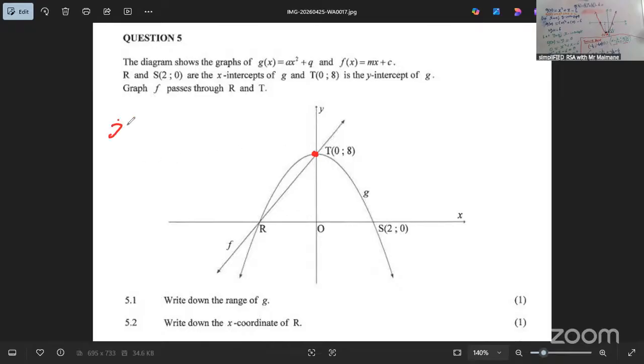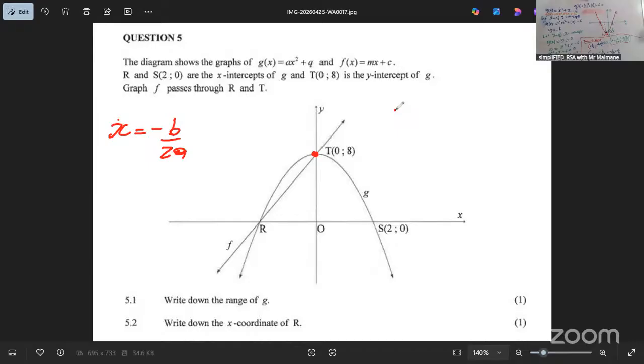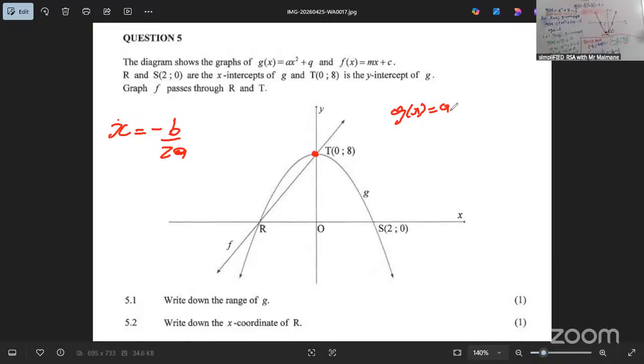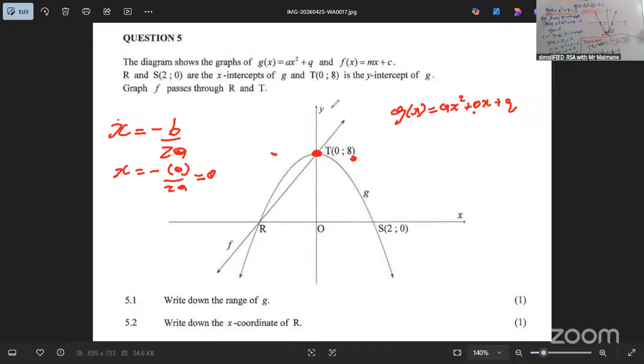To find the turning point, we say x is equal to minus b over 2a. The g of x that we have doesn't have b. It only has ax squared plus 0x plus q, meaning our b is 0. So if we say x is equal to minus 0 over 2a, it's going to give us 0. So when x is 0, y would be whatever q is. Hence, the turning point in this one is exactly where x is 0, not on this side or that side. Do you understand what I'm trying to say?